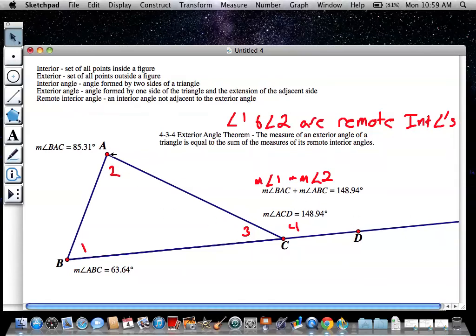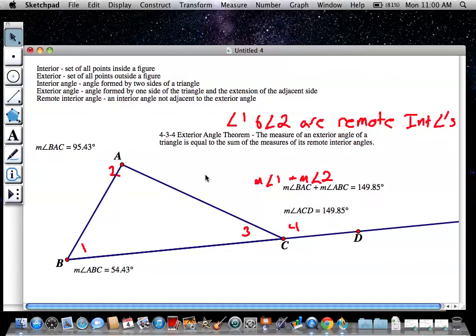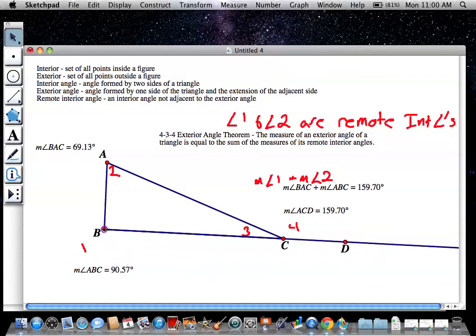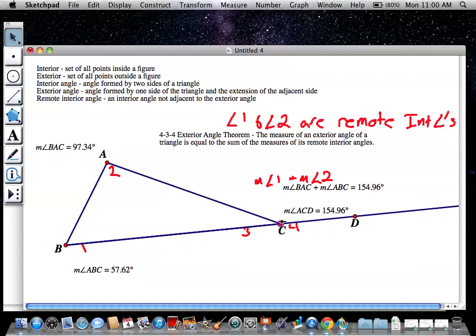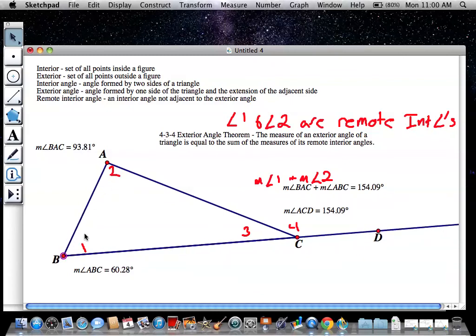Now if I move it around, notice that the angle changes, and the angle changes here, but look at the relation between these two. The angle stays the same. 149.85, 149.85. I move it around. I can move this angle if I wanted to. It still stays the same. Move it again. Same. Move this one. Same. So if I add these two angles up, they equal the exterior angle here. Notice 3 and 4 also form a linear pair. So therefore 3 and 4 should add up to 180 degrees.